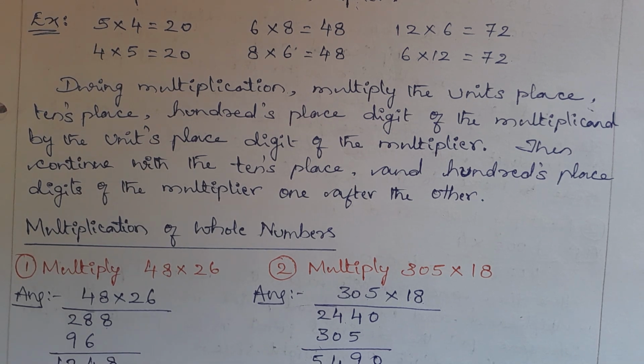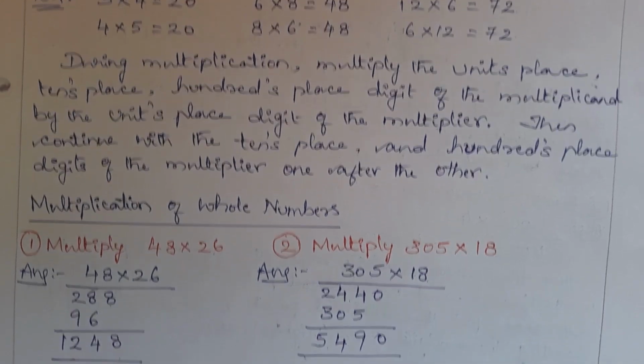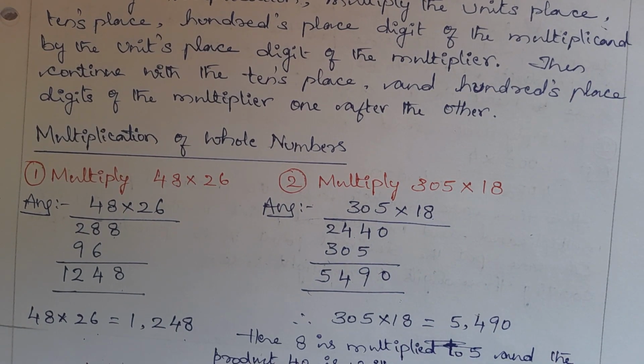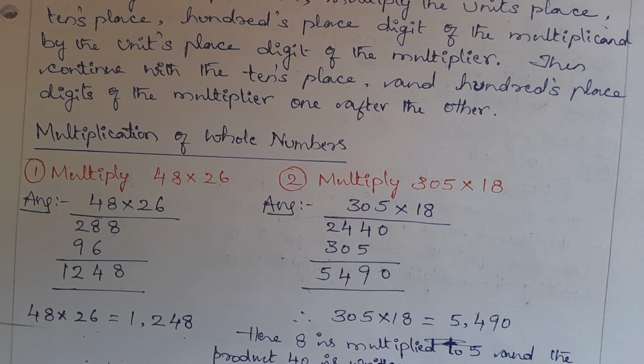So during multiplication, multiply the units place, tens place, hundreds place digit of the multiplicand by the units place digit of the multiplier. Then continue with the tens place and hundreds place digits of the multiplier one after the other. See the example, multiplication of whole numbers. So first example, multiply 48 into 26.